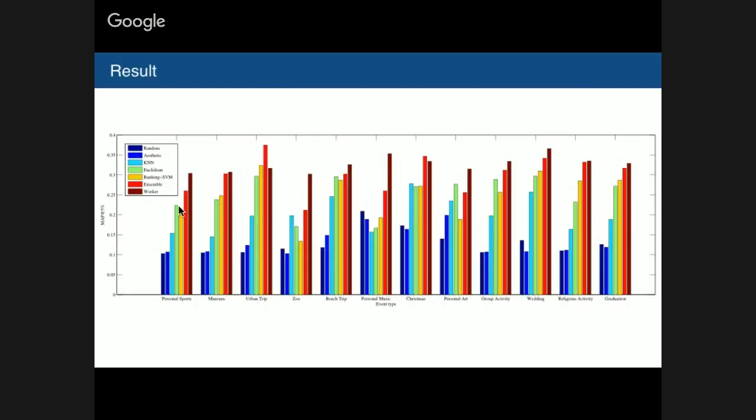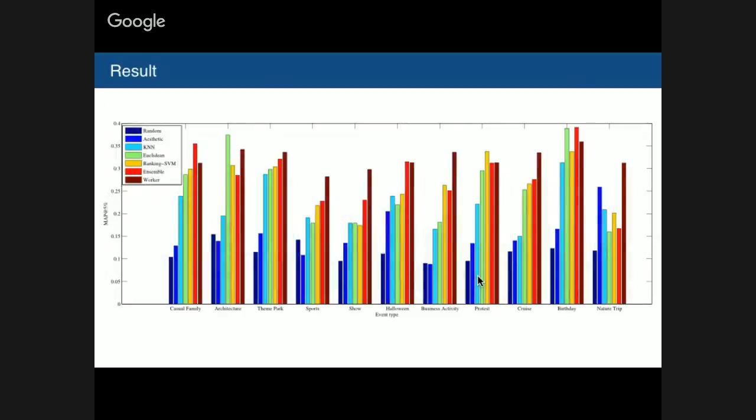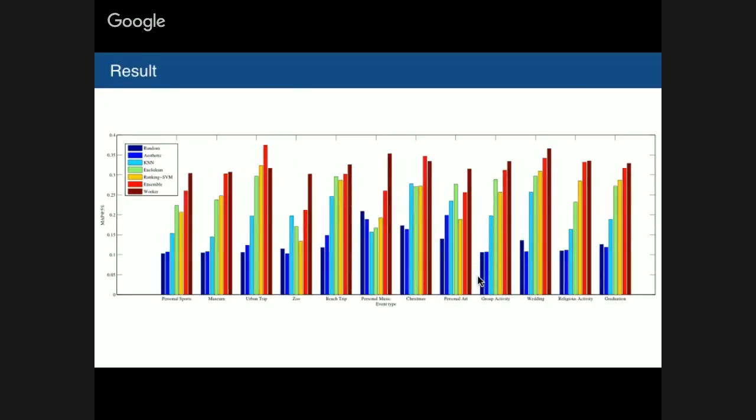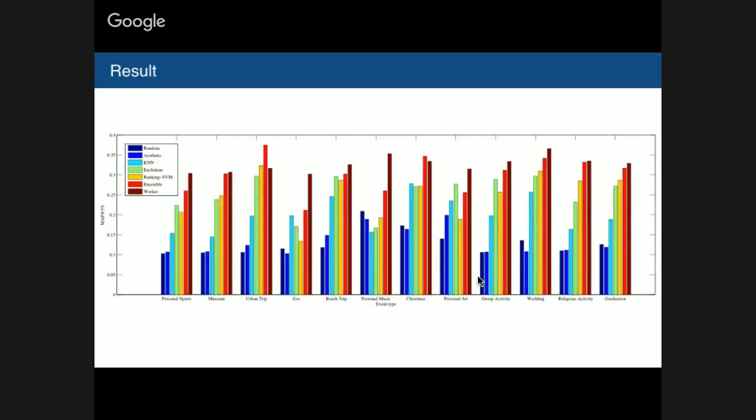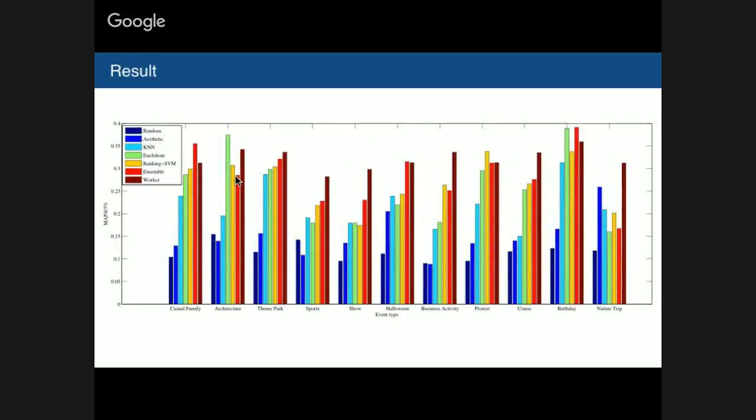Okay, so that's just 23 different event types. These are 13 event types. These are, I guess, 12 and 11 event types. But if you just ignore the actual event types, you can see that our result, the red bar here, consistently outperforms all the other methods, except for several outliers like this. But in most cases, our result is better.